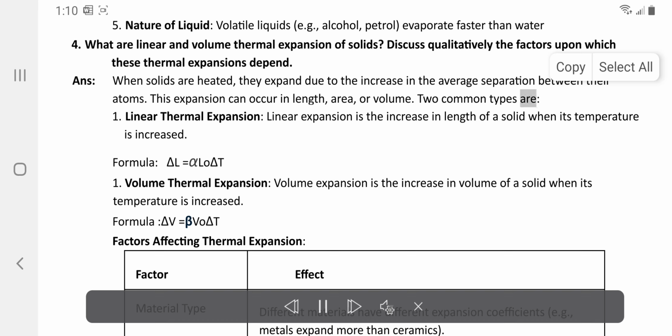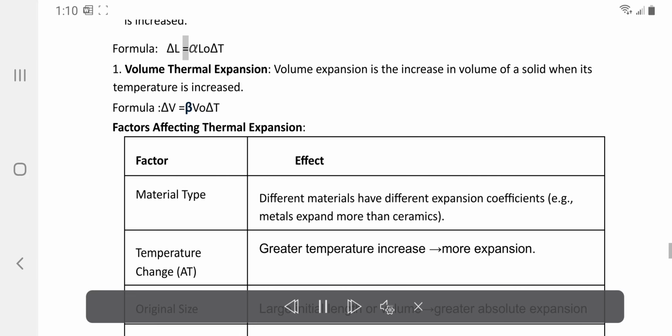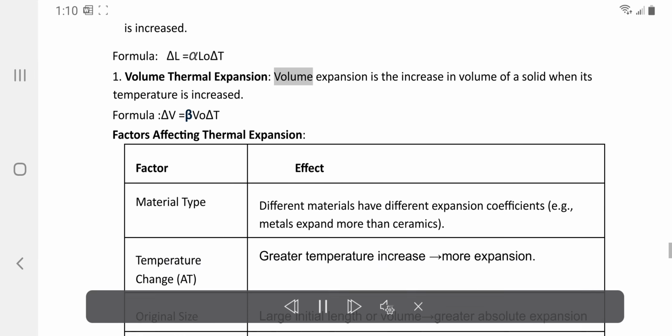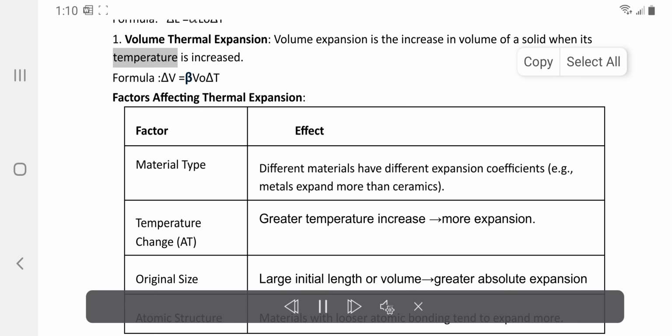Two common types are linear thermal expansion and volume thermal expansion. Linear expansion is the increase in length of a solid when its temperature is increased. Formula: delta L equals L alpha delta T. Volume expansion is the increase in volume of a solid when its temperature is increased. Formula: delta V equals V gamma delta T.